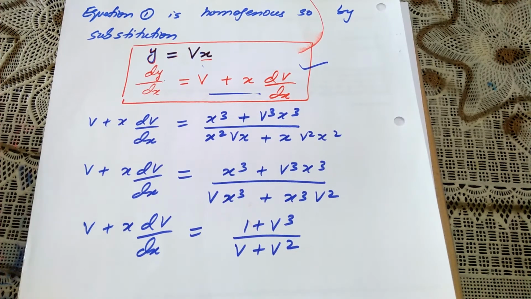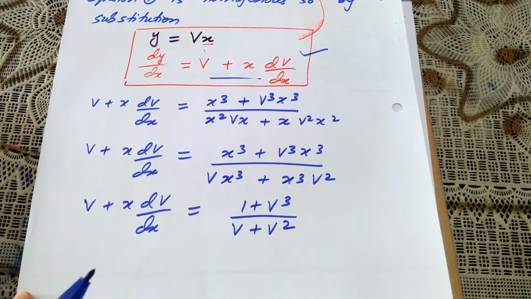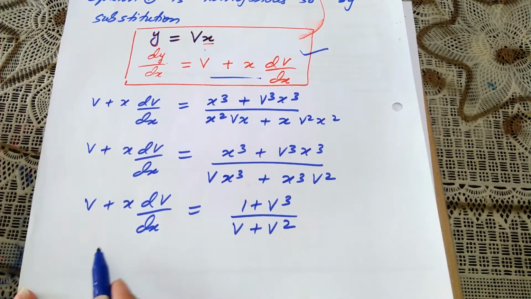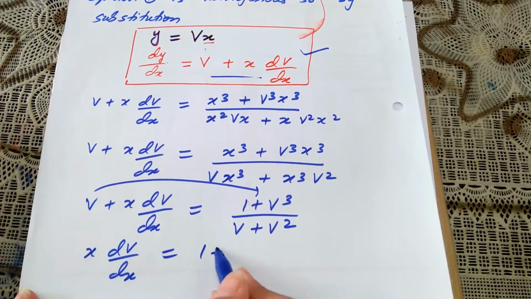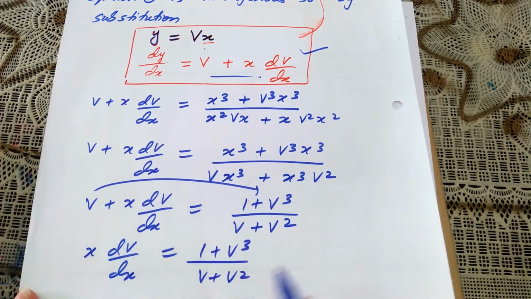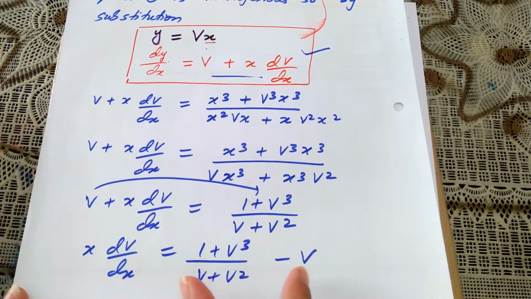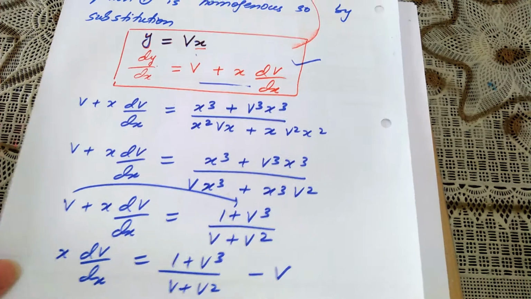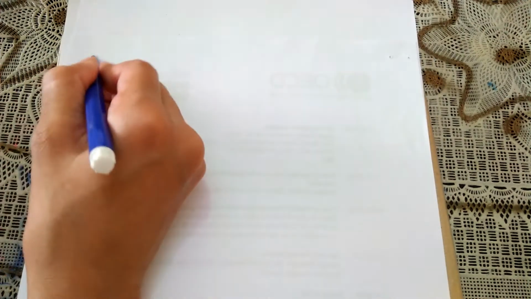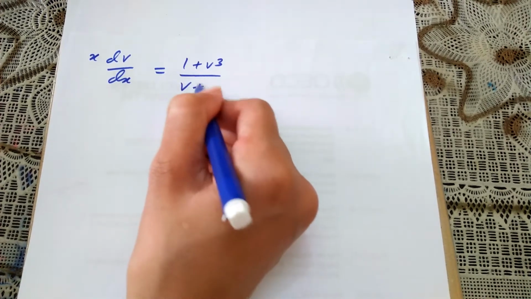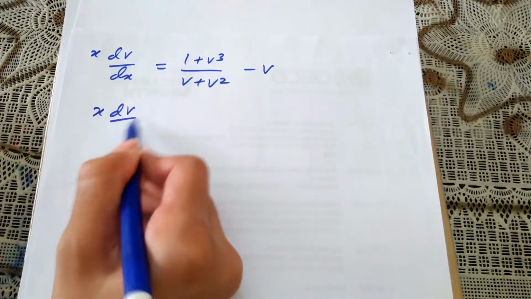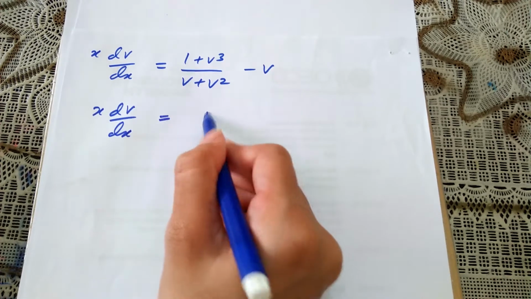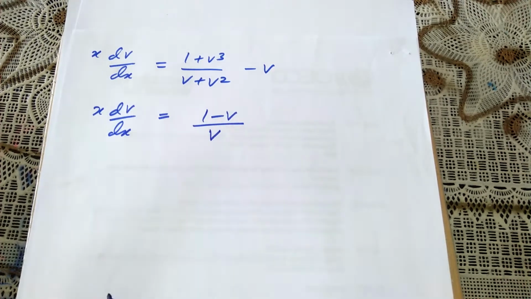So you have to basically now focus on what? Separate the x variable on one side and the v variable on the other side. You will get x dv by dx, move this v to the other side. This will be 1 plus v cube over v plus v square minus v. Now simplify it. After simplification and taking LCM, my equation was x dv by dx equals 1 plus v cube over v plus v square minus v. After simplification of this step, I will get x dv by dx equals 1 minus v over v.